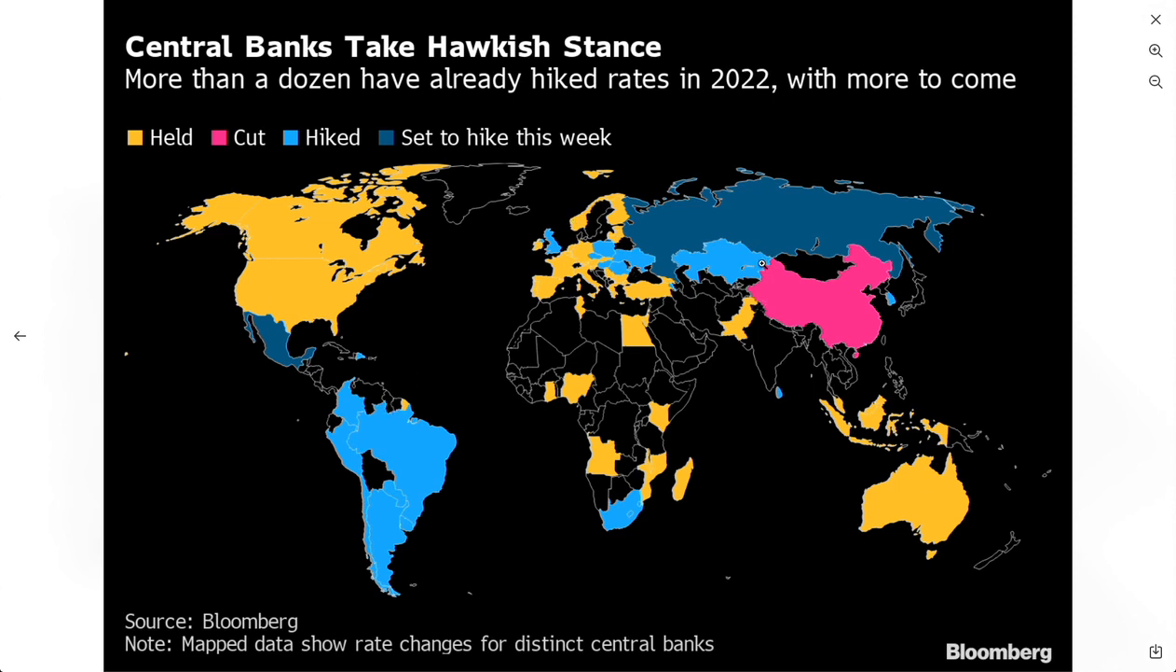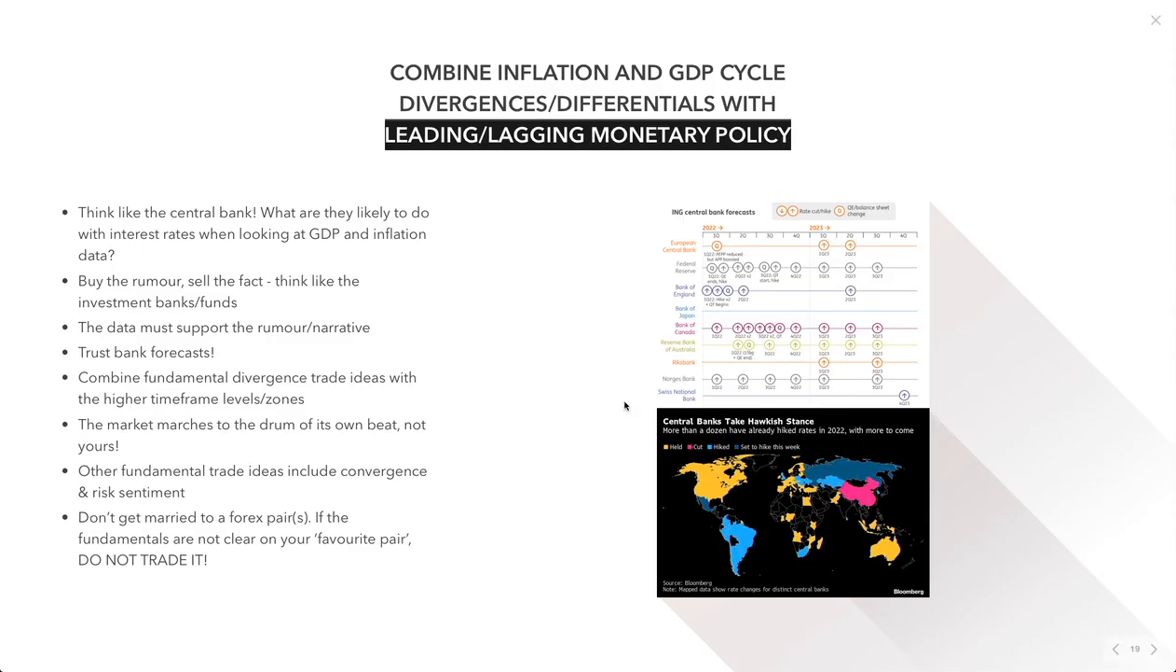Of course, I'm not looking to buy anything that's not one of the major pairs, and I'm not looking at exotic pairs like, for example, Euro New Zealand. I'm only looking to trade the Swiss franc, Japanese yen, Canadian dollar, Australian dollar, New Zealand dollar, pound, yen, euro, and the dollar. Those are the currencies I'm looking to trade, and I'm looking at differentials and divergences between those.